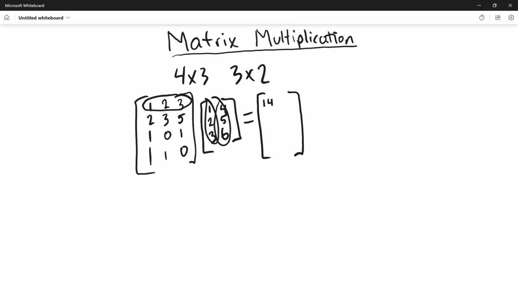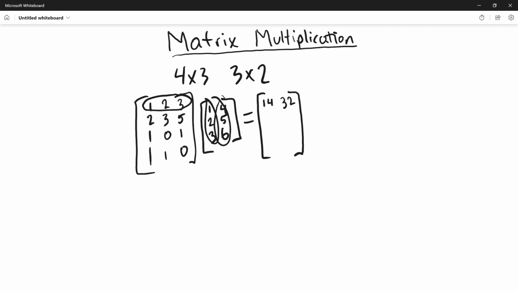Okay, so 1 times 4 is 4, 2 times 5 is 10, 3 times 6 is 18. Now if I did my math right, that's about 32. And since we're still in the top row, but now we're in the right column, our 32 is going to go in the top right.